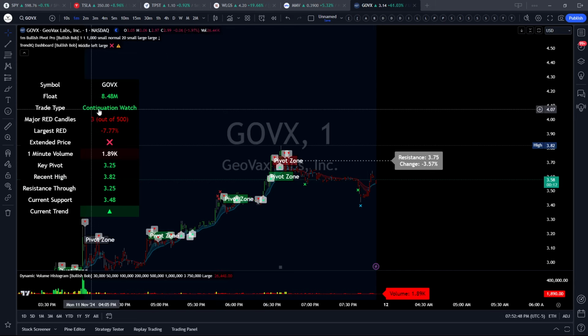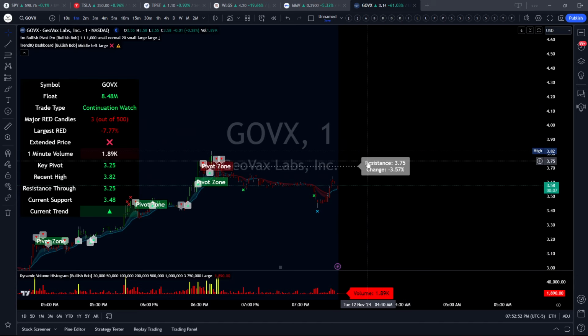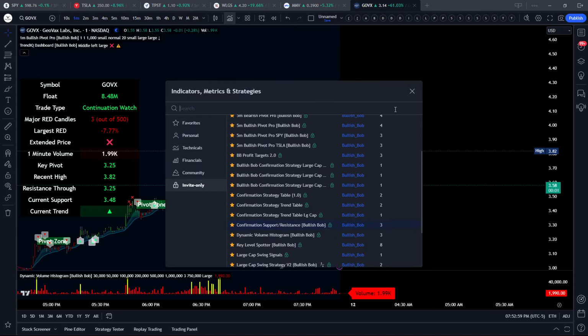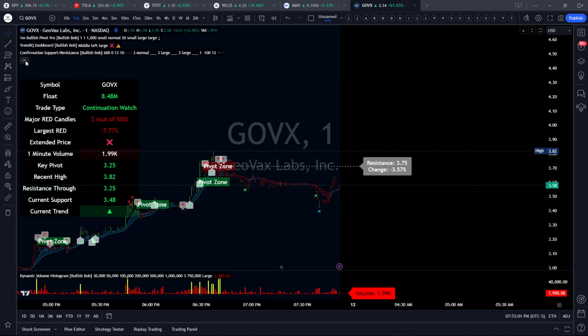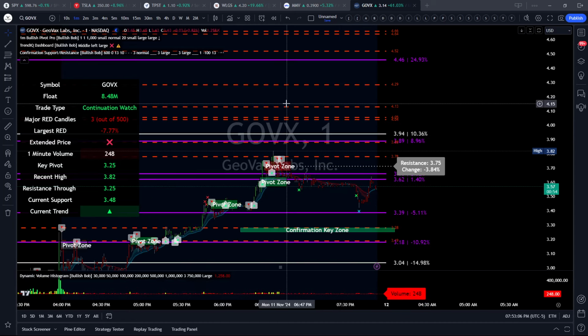So GOVX is on watch for continuation. It's got to get over 3.75 first. Then once we clear 3.75, we've got $4. If we put the confirmation support and resistance on here as well, we can see some of the lines and levels that we have ahead of us for historical support and resistance.